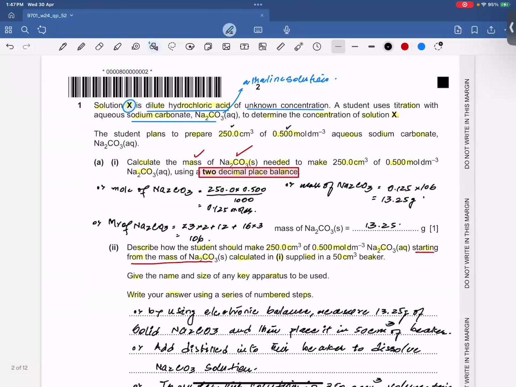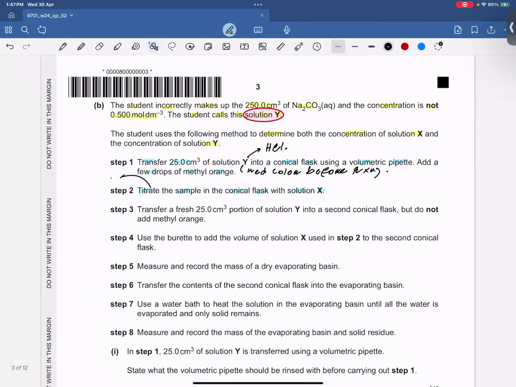Hold on. We have two, sodium carbonate and hydrochloric acid. Transfer 25 cm³ of solution Y into the conical flask. That's fine. So we are titrating with sodium carbonate solution in the conical flask with solution X.